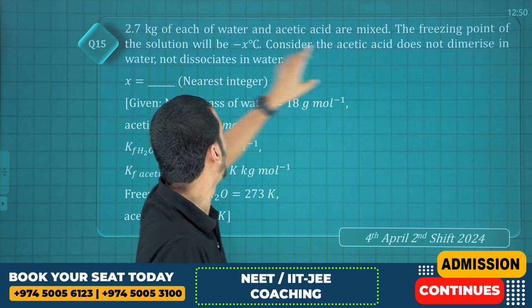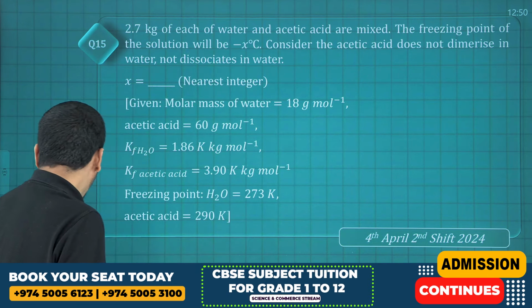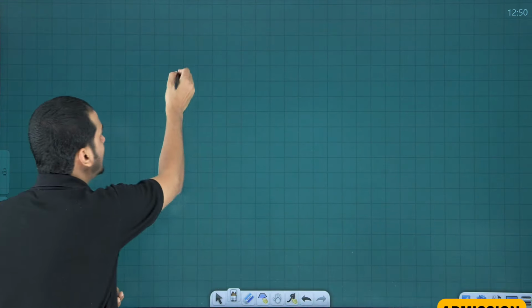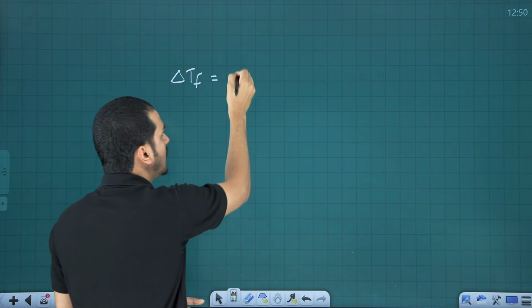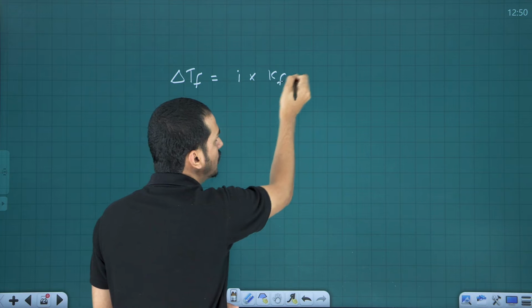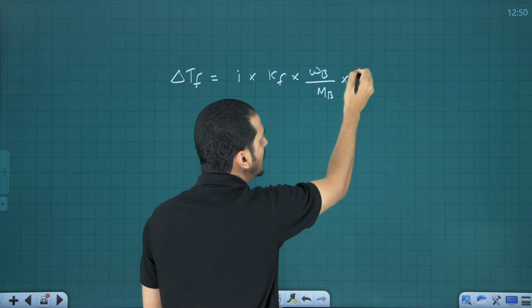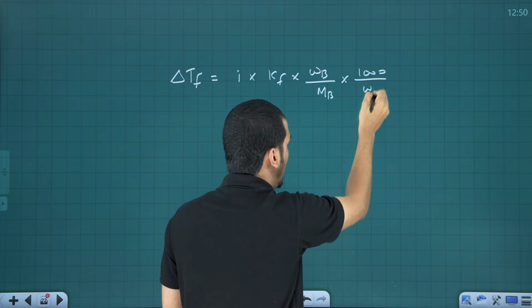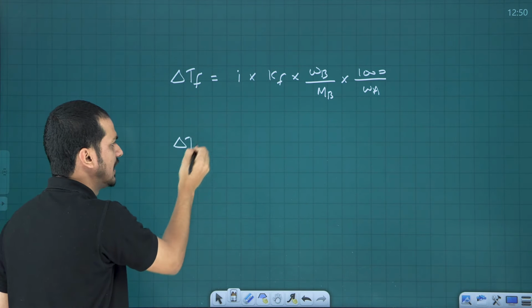Then they are asking what is the freezing point? So first of all, to find the freezing point, what do we require? We need delta TF. What's the formula for delta TF? Delta TF equals i into KF into WB by MB into 1000 divided by WA. This delta TF I have to calculate.